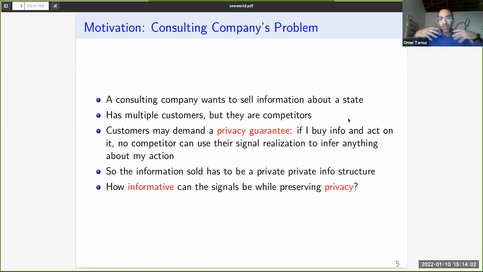If you imagine that I make more money the more information I sell, I can't just completely inform everybody. That would not be private anymore. So there's some tension here between how much I can sell and how private these things can be.